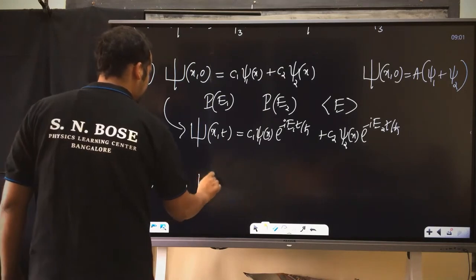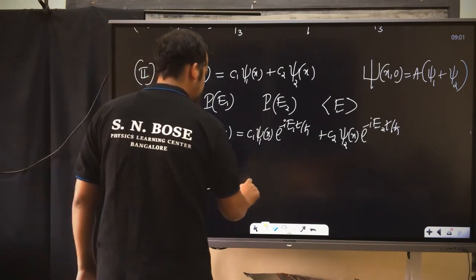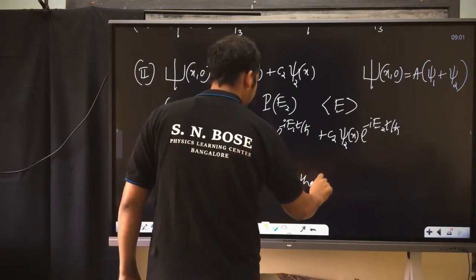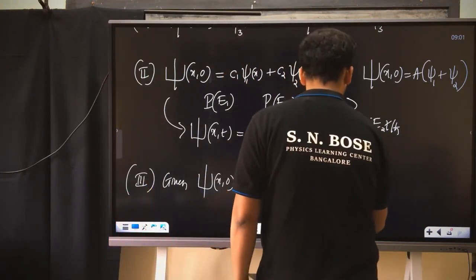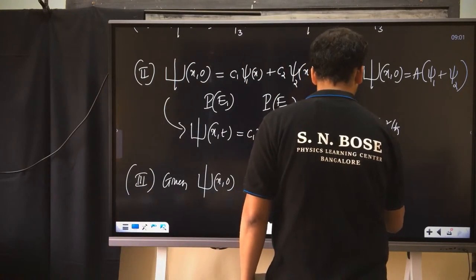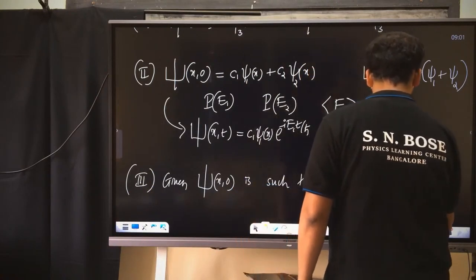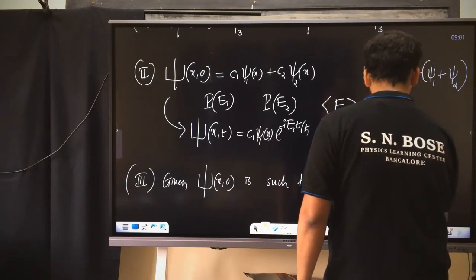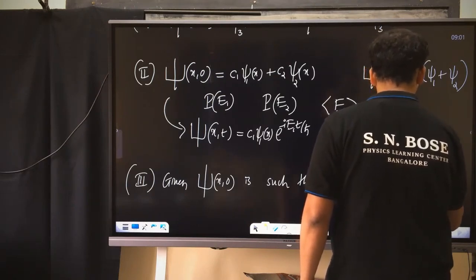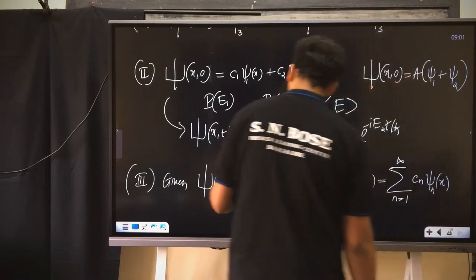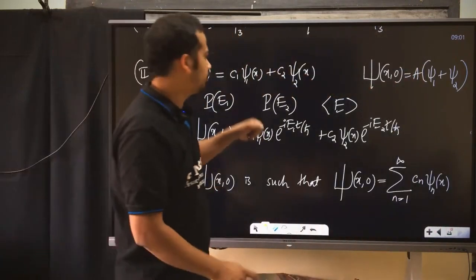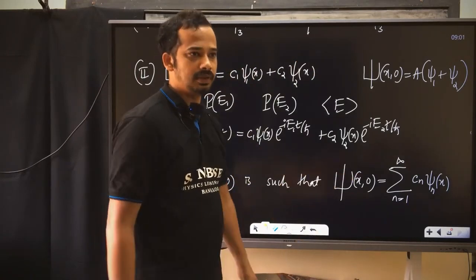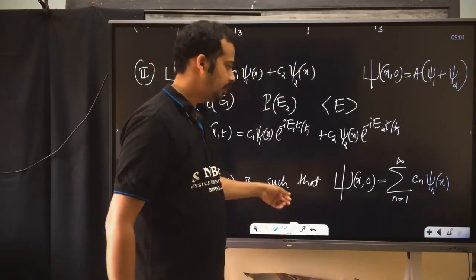Given state is such that psi of x comma 0 contains infinitely many terms. Suppose n equal to 1 to infinity, Cn into psi n of x. They'll give some general function which cannot be decomposed into one or two terms of your basis, and contains infinitely many terms.